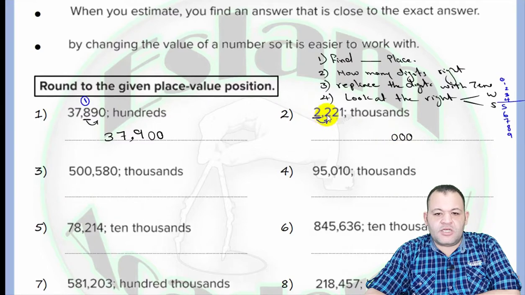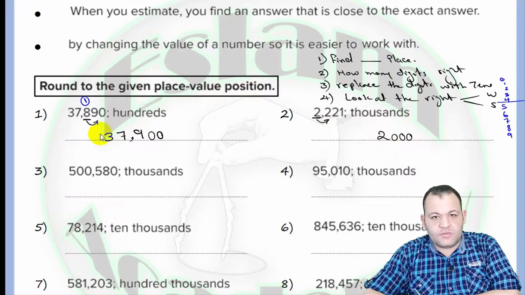Look at the number at the right, which is 2. 2 is among the weak numbers, so we will not change the underlined digit. Leave it without any change. So if we round 2,222 to the nearest 1,000, the answer will be 2,000.